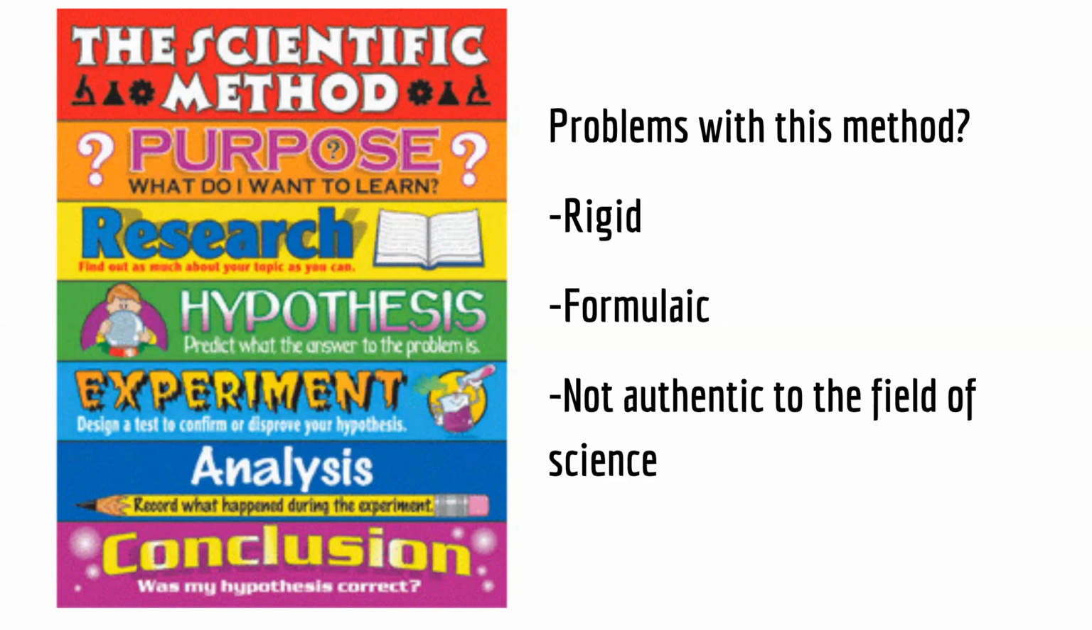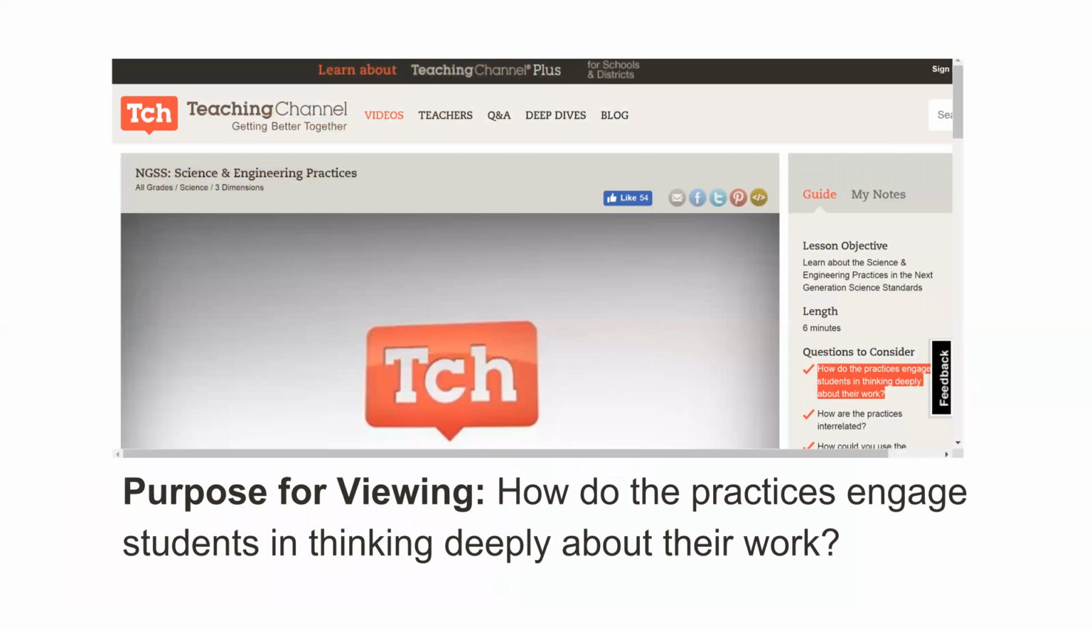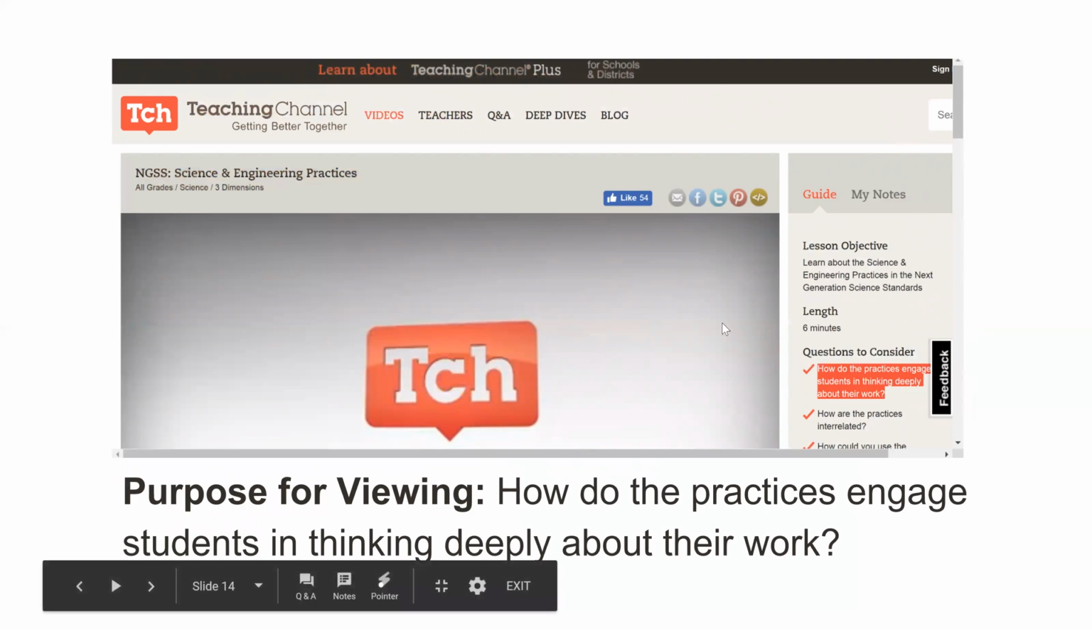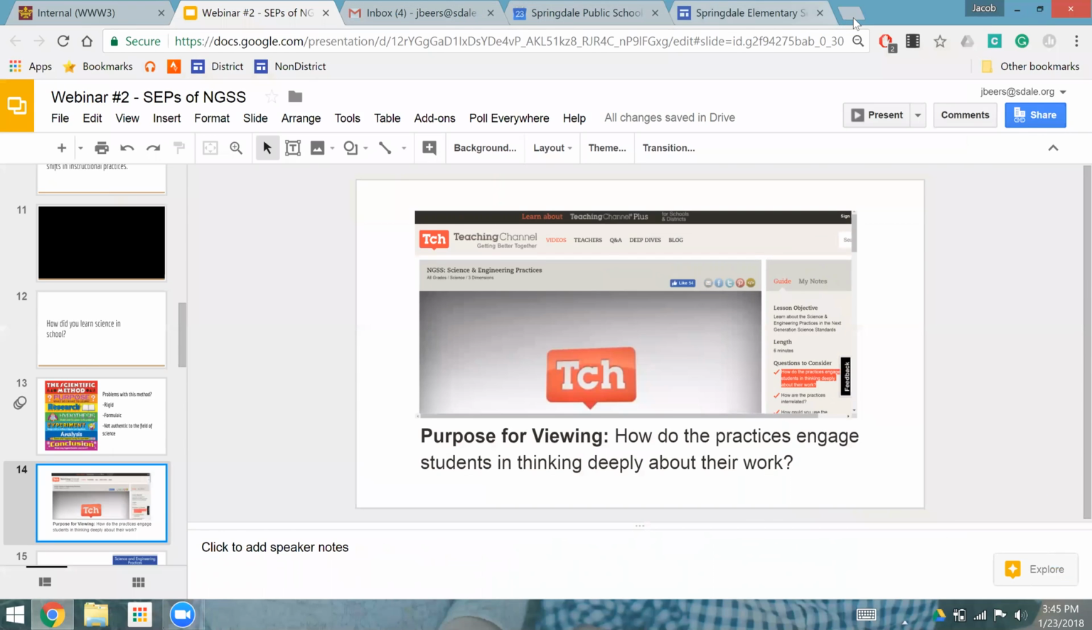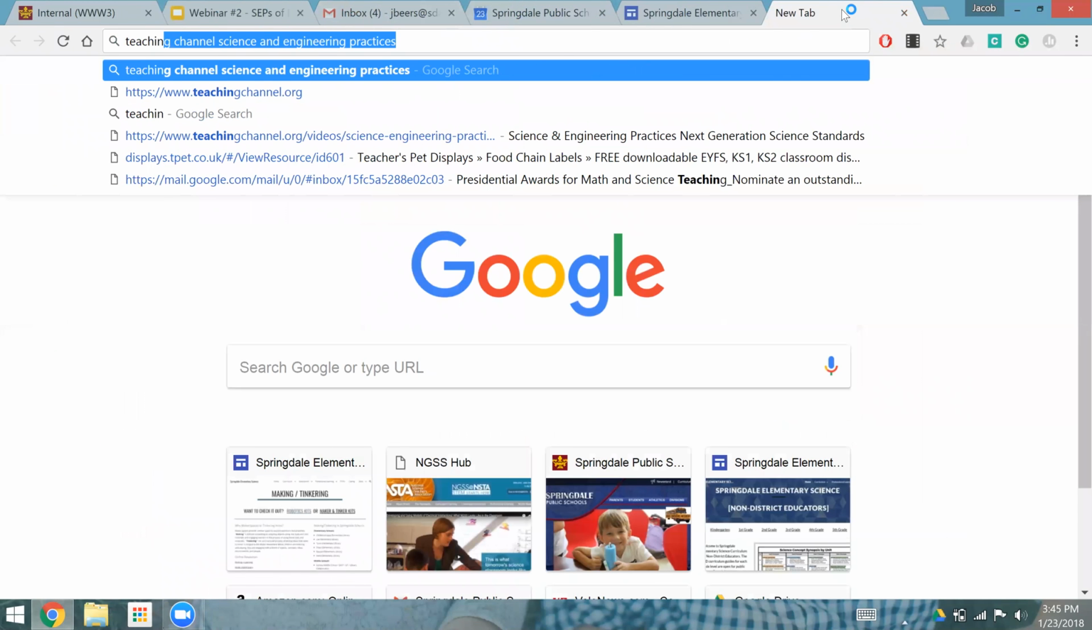And again, I think the important thing is that the components are there, right? All these pieces are still part of the scientific process, but teaching the formulaic rigid method is the big shift. And so as a result, we've shifted to the science and engineering practices. We're going to look now at how these practices are put in place in a classroom, and how they engage students. Our purpose for viewing is: how do the practices engage students in thinking deeply about science?